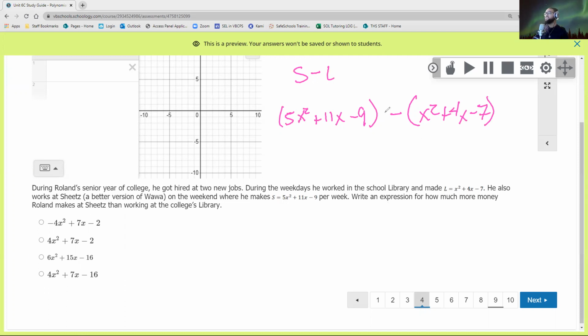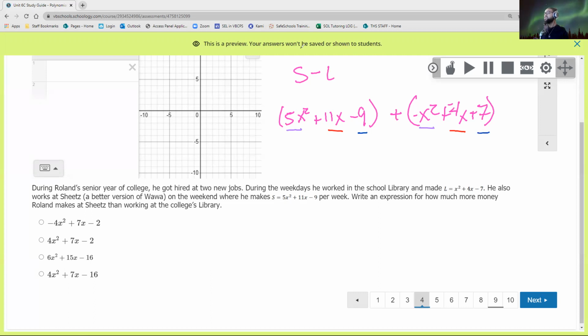Now when we have subtraction, remember we have to go through and distribute that minus sign to everything in the polynomial that comes right after it. So we have a negative x squared, a negative 4x, and a positive 7. And after we've distributed everything, that minus becomes a plus. And then we go through and add up our like terms. Let me underline those for you: a 5x squared and a negative x squared, an 11x and a negative 4x, and a negative 9 and a 7.